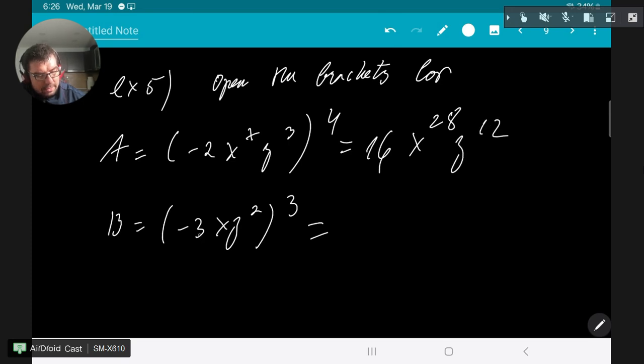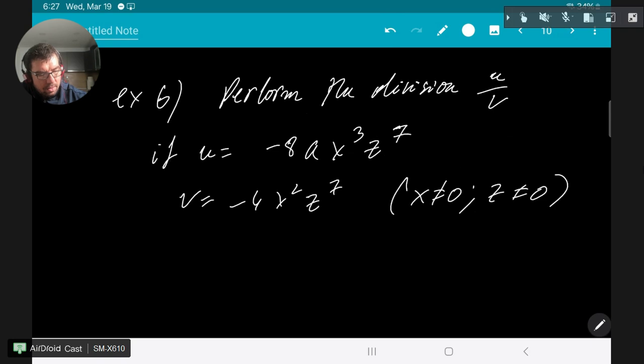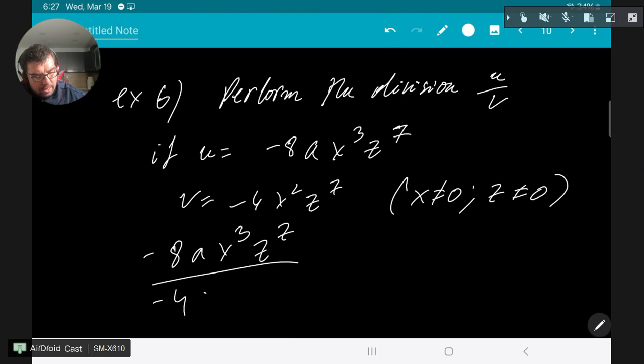In the second case, minus 3 to the power of 3 is minus 27, x to the power of 3, y to the power of 6. Perform the division, u divided by w, so minus 8ax to the power of 3, z to the power of 7, divided by minus 4, x to the power of 2, z to the power of 7. The z to the power of 7 cancel.